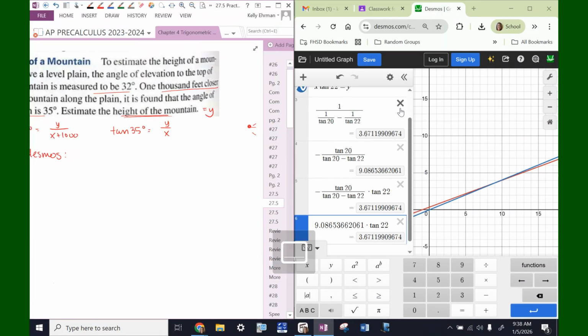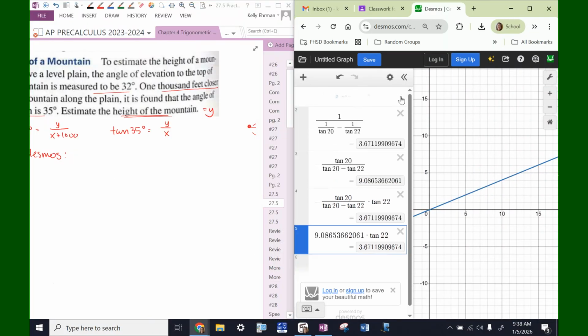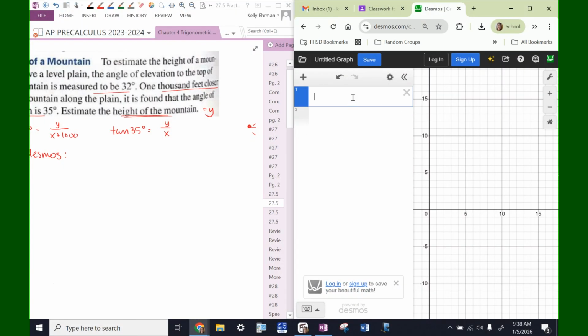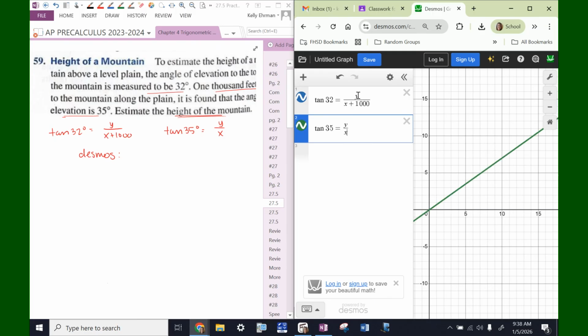I am going to do this algebraically as well, of course, but if I'm on a quiz or a test or the AP exam, whatever, and I'm allowed to use a calculator, I am solving by graphing. So how do we do that again? We type in both equations separately. The tangent of 32 degrees equals y over x plus 1,000. And the tangent of 35 degrees equals y over x.